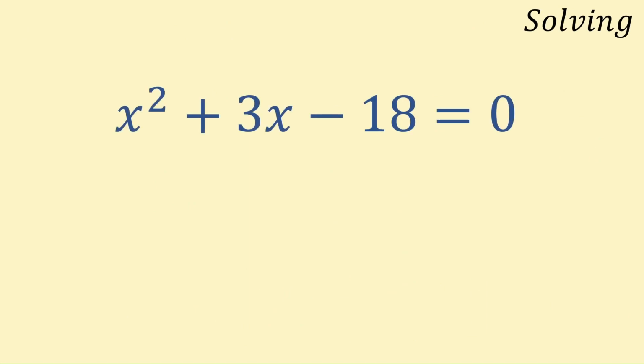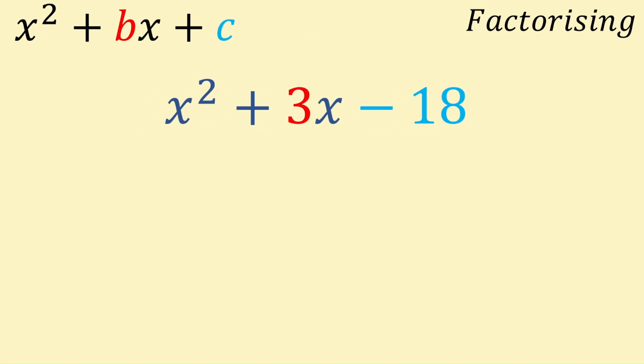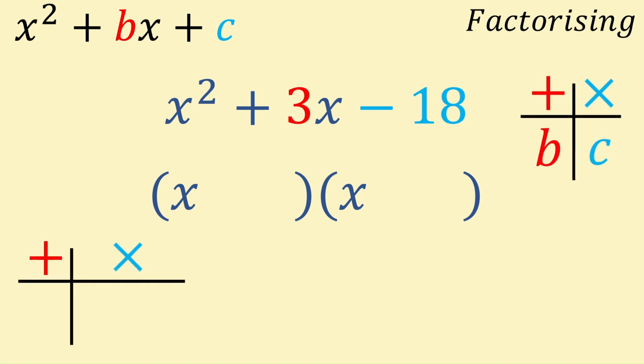Here's where it gets interesting, solving quadratic equations. These are the same quadratics we've met before. Here b is 3 and c is negative 18, but it just has an equals to 0 at the end. This just means we need to factorise the quadratic like before and then find the solutions to x. First, forget the equals to 0 and factorise like normal. Following the steps, set up two brackets that both start with x. We need to find two numbers that add to 3 and multiply to negative 18.